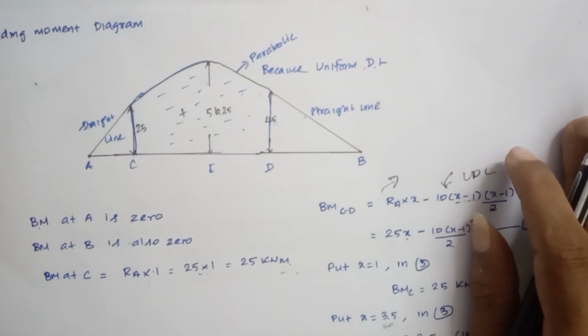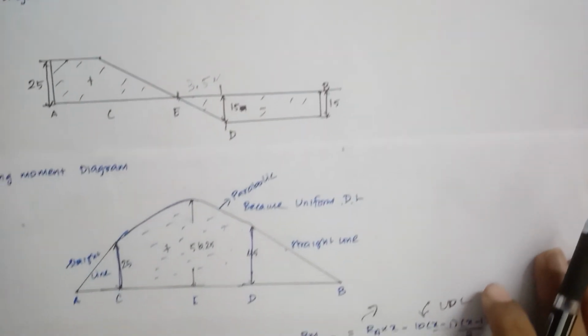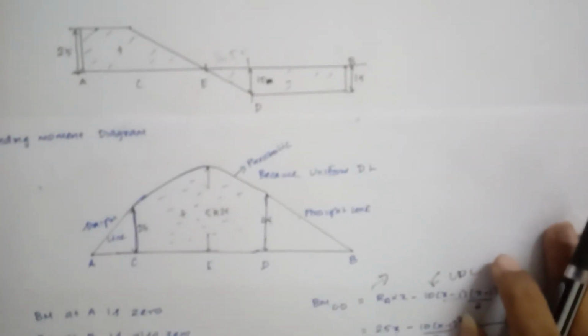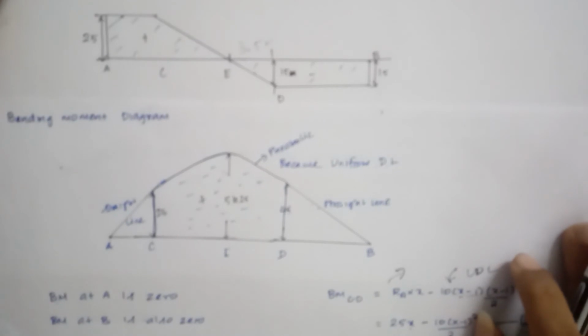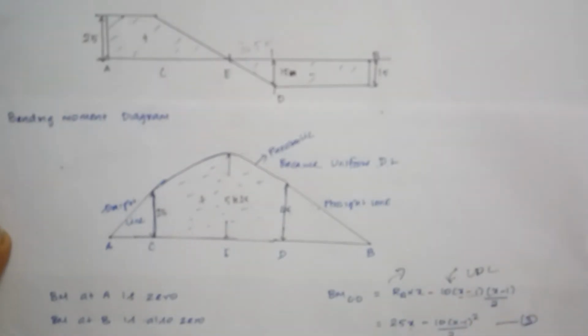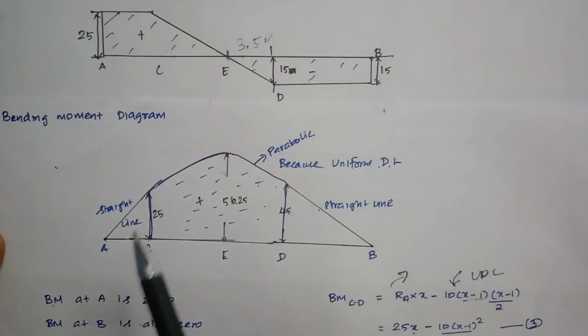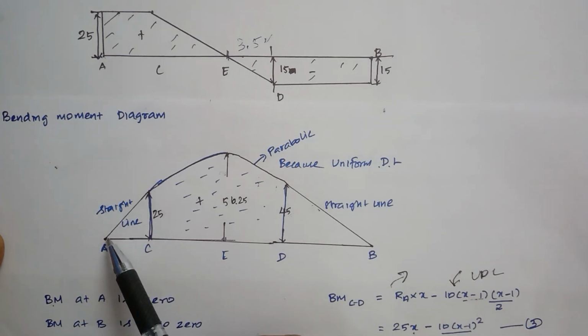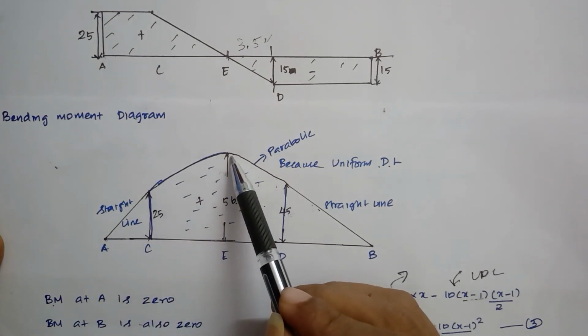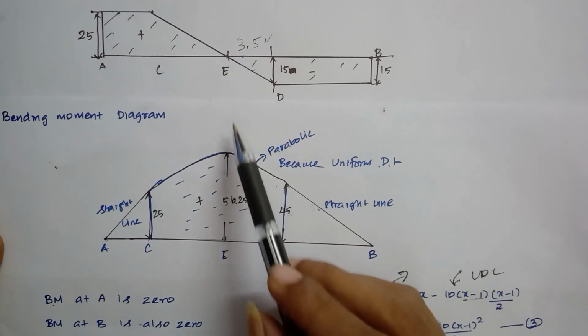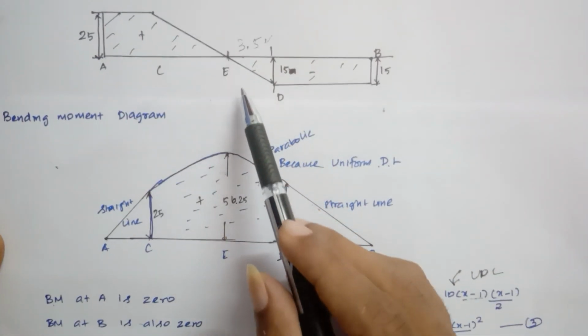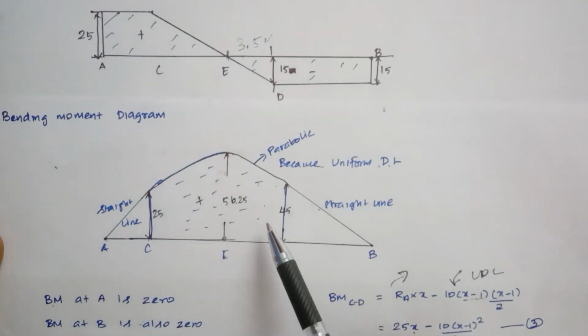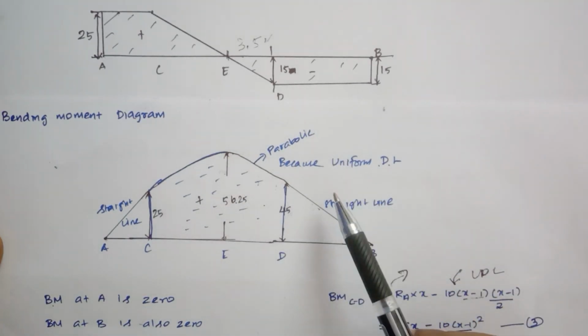So now we are comparing the bending moment and shear force diagrams. When the bending moment is maximum, like this, 56.25, the shear force is equal to 0. So you can easily find out whether your bending moment diagram is correct or not. This is the way to draw the bending moment diagram.